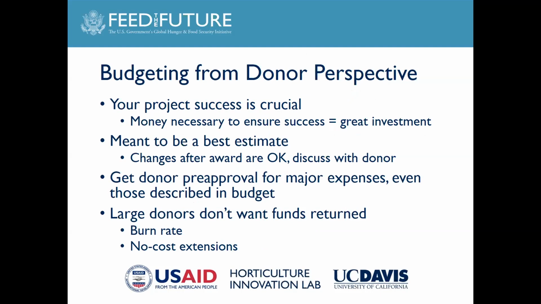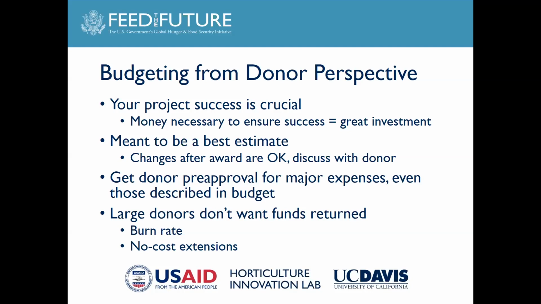The budget is meant to be an estimate. It's okay if there are changes after the award. Just make sure you talk about them with your donor. Get donor pre-approval for big expenses. Even if they're described in the budget, oftentimes the amount is $5,000 and over, but it will be specified in the grant stipulations that you definitely want to check before you expend that money. And as I suggested earlier, those large donors do not want money back.